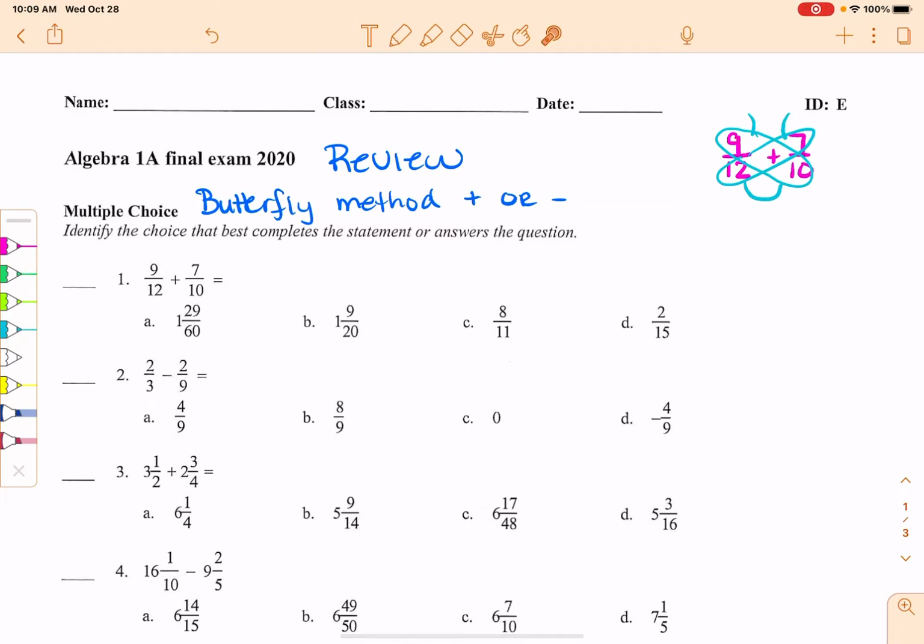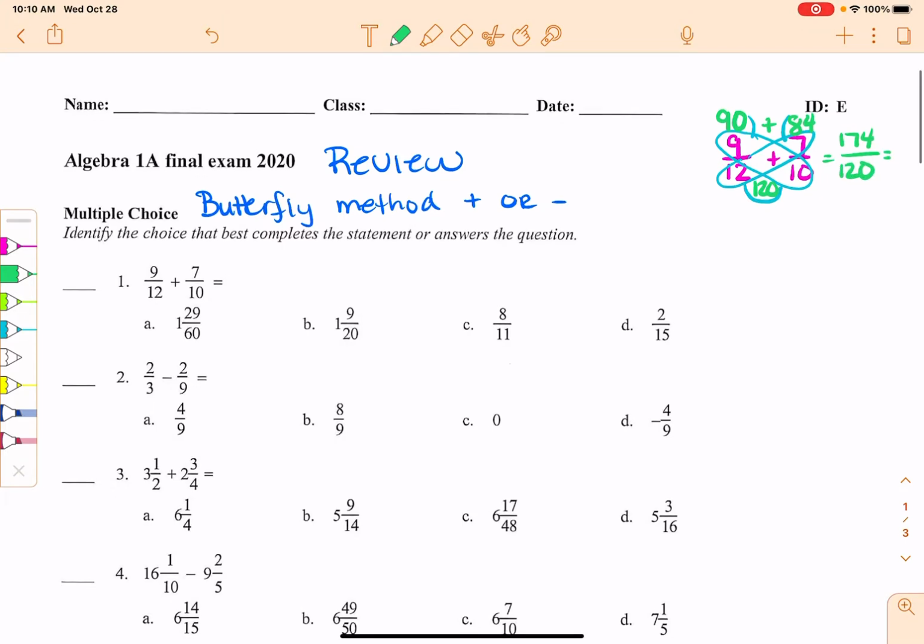So on the first piece, those numbers are 9 and 10. We're going to multiply them together to get 90. If I multiply these two together, 12 times 7 is going to be 84. And we need to add these two together to get this number. So 90 plus 84 is 174. These two, 12 times 10, is 120. That's going to go here.